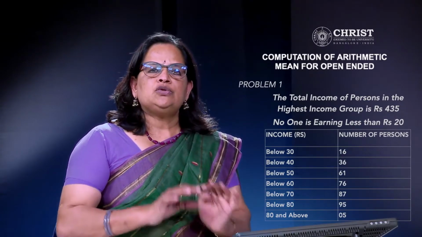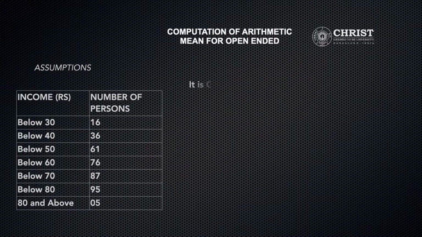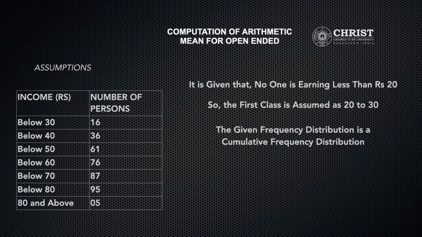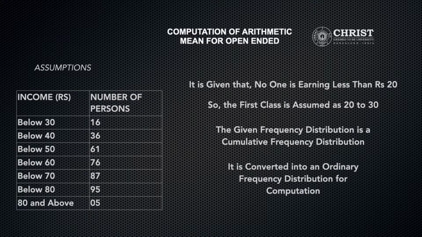So this is an inclusive class. We have to convert it into an exclusive class. Since it is given that no one is earning less than 20, the first class is assumed as 20 to 30. And the given frequency distribution is a cumulative frequency distribution. We are converting it into an ordinary frequency distribution for computation. Without that, we cannot do it.